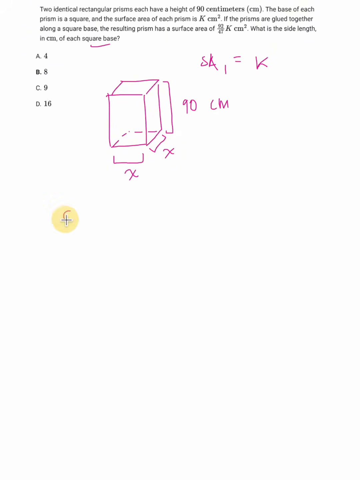So now if we rewrite the surface area, we can say it equals k, but we can also say that it equals 2 times x squared plus 4 times 90x. The reason this works is that for the bottom and the top, the area is going to be x squared, and there are two of them, so that's this part. Then each of these rectangular sides is going to be 90x, and there are 4 of those sides. So now we have another way to write k.